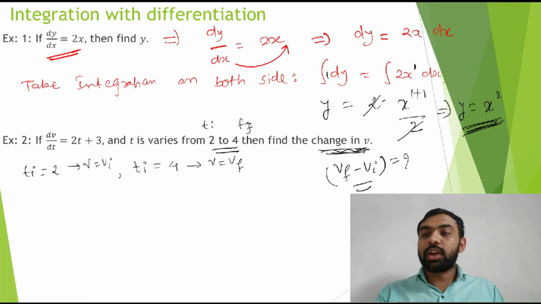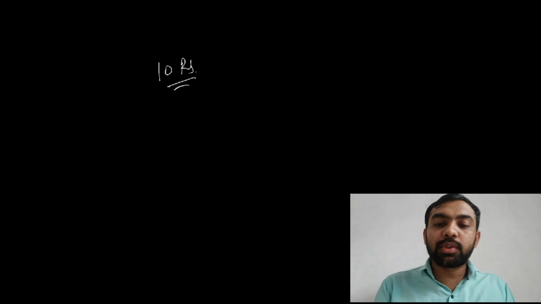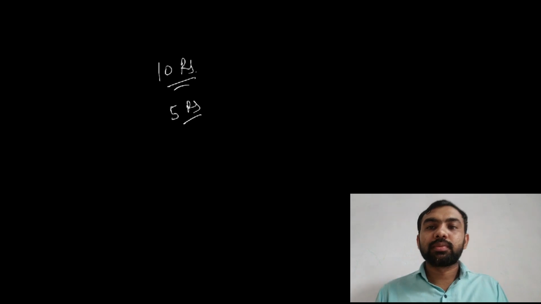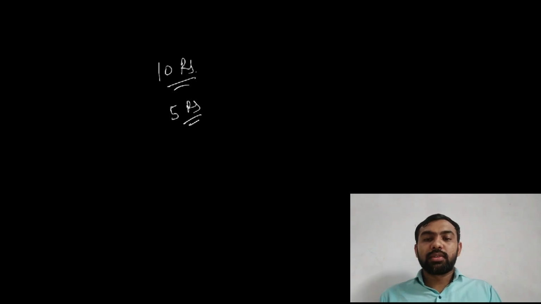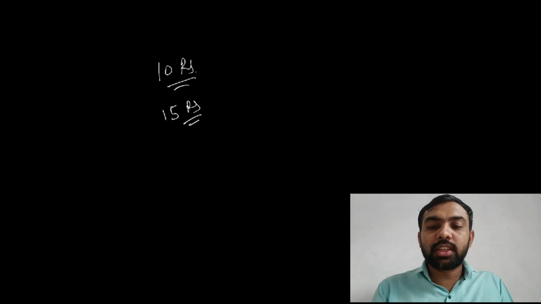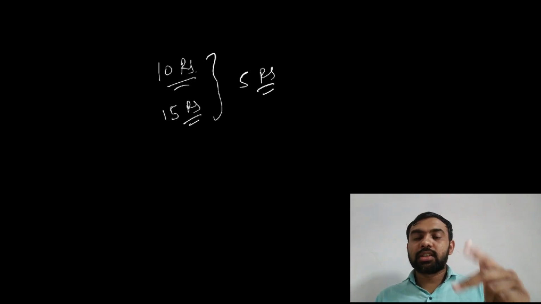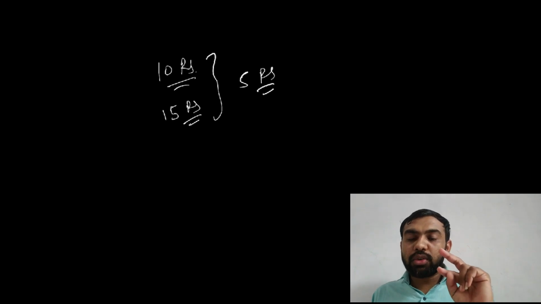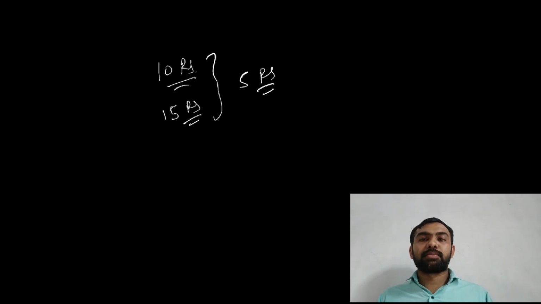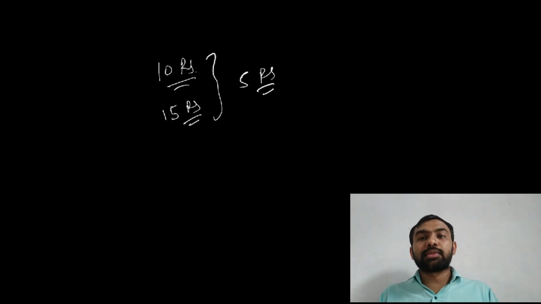That is called change. For an example, suppose you have 10 rupees. How many rupees do you have? 10. After some time, suppose you have 15 rupees. So how much is the change? 5 rupees. Meaning, for change you did subtraction. So if you have to find out the change, you just find the subtraction.